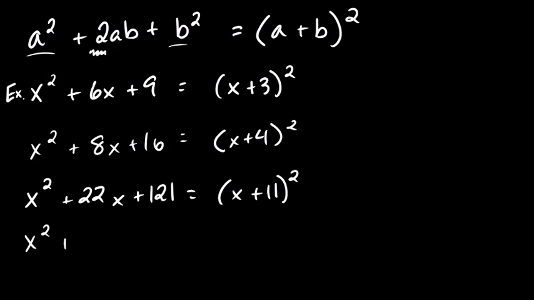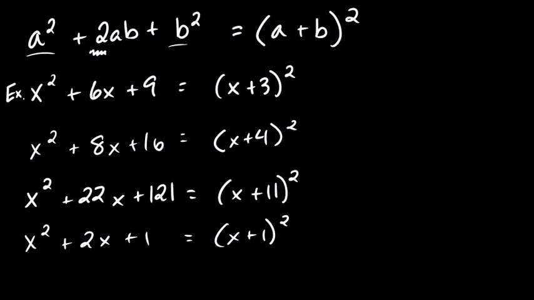X squared plus 2x plus 1 equals x plus 1 squared. Alright, if you don't memorize this, that's fine. We can go about it by finding the factors of c that add to b. These are just patterns that we recognize, so they're shortcuts, so you don't need to memorize it. It's just all about recognizing.